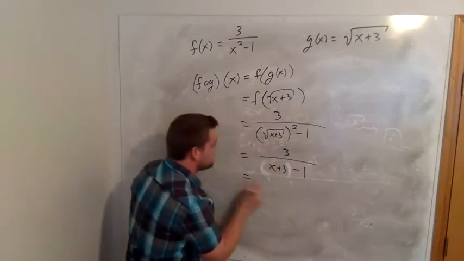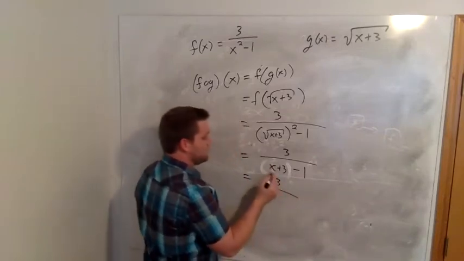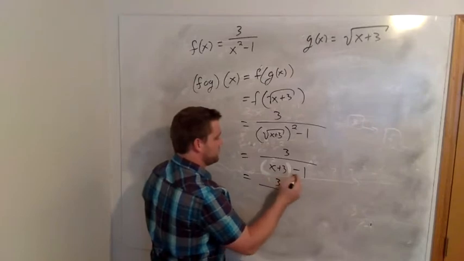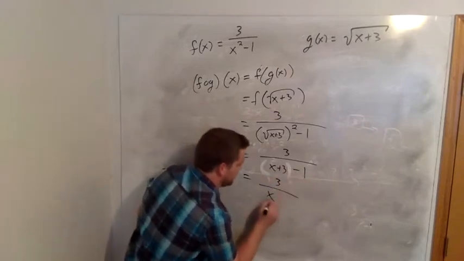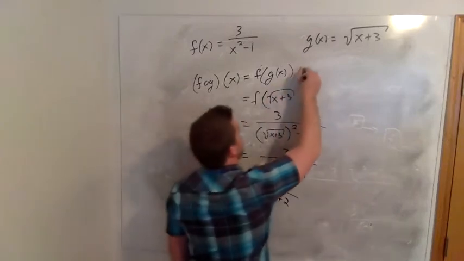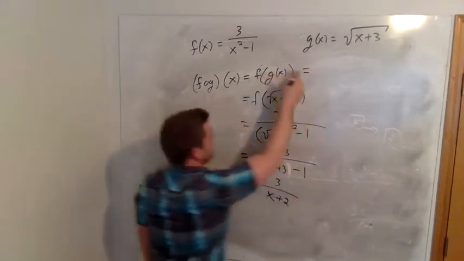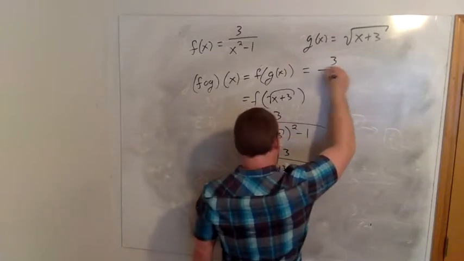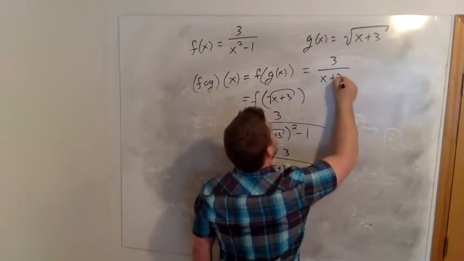Okay, so we're going to get 3 all over x plus 3 minus 1. 3 minus 1 is 2, so I get x plus 2. So what we have here, let's write this up here: f of g of x is 3 all over x plus 2.